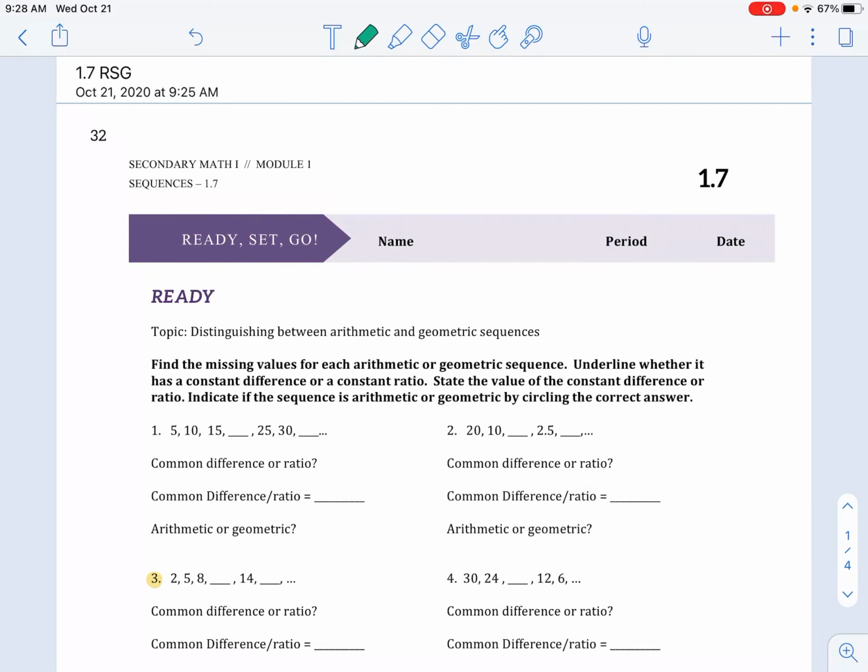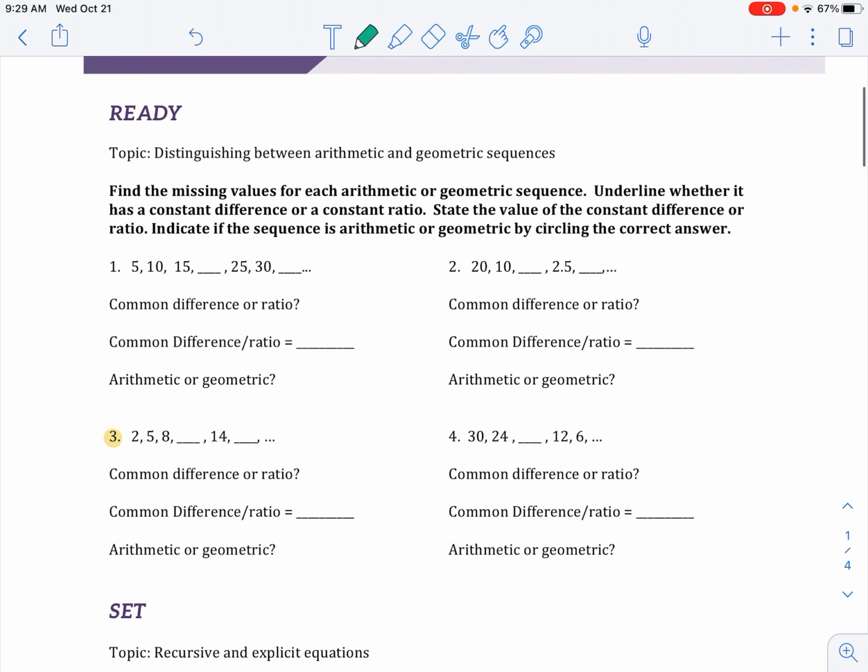All right, we're going to look at the 1.7 ready, set, go. We're going to start by looking at the ready. The ready says find the missing values for each arithmetic or geometric sequence. So arithmetic would be adding and geometric would be multiplying.